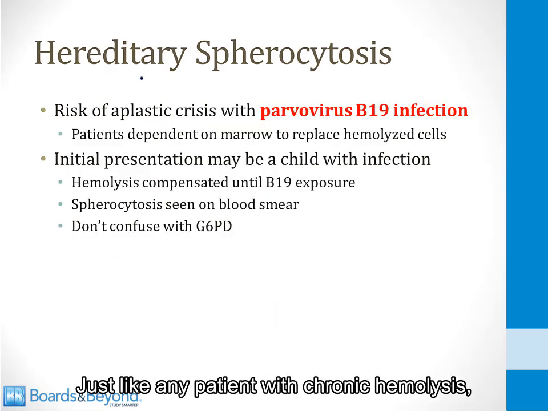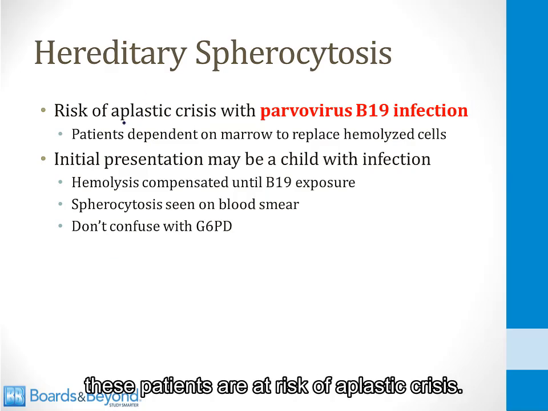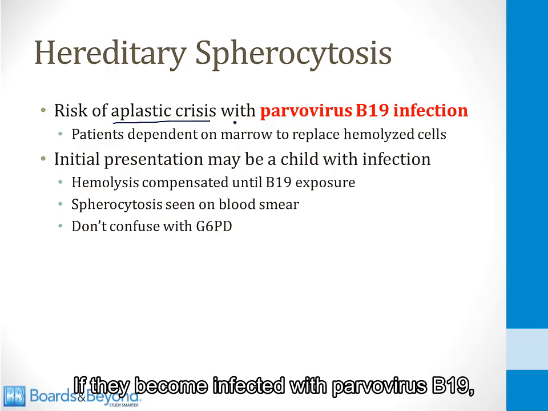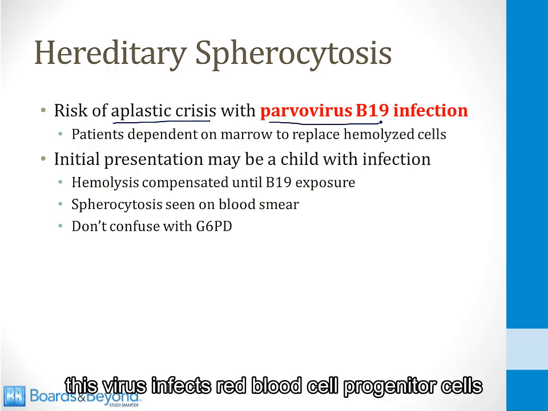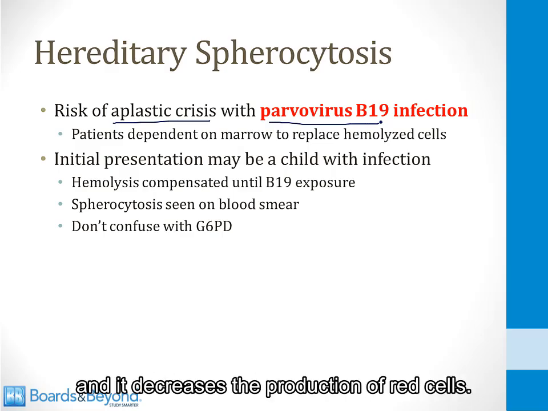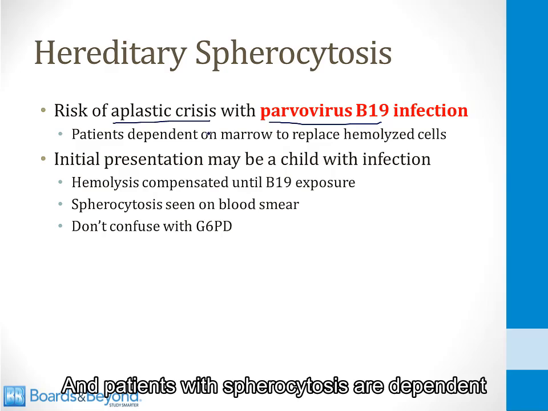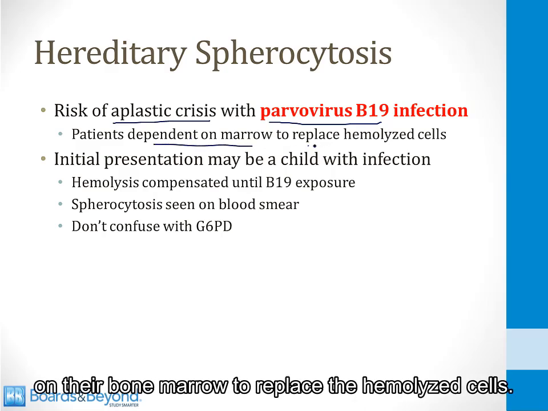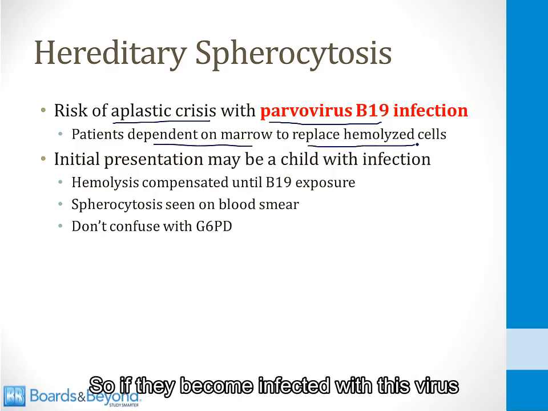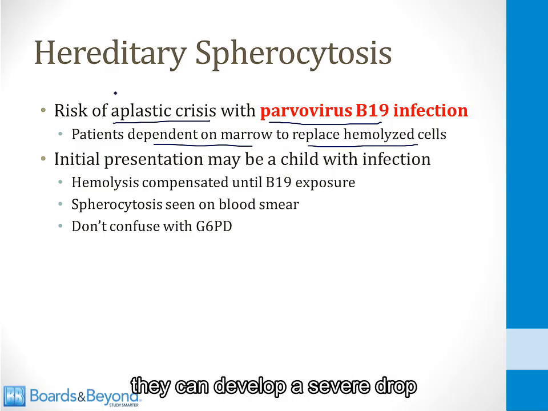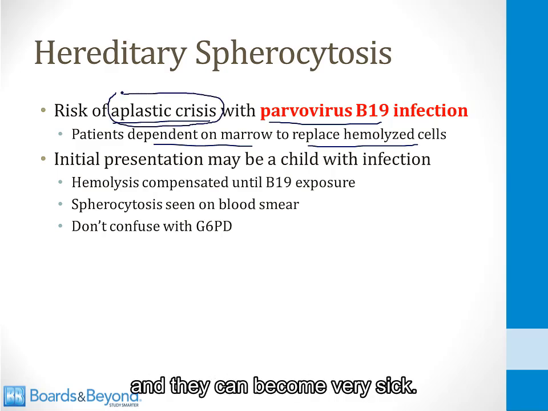Just like any patient with chronic hemolysis, these patients are at risk of aplastic crisis if they become infected with parvovirus B19. This virus infects red blood cell progenitor cells, and it decreases the production of red cells. And patients with spherocytosis are dependent on their bone marrow to replace the hemolyzed cells. So if they become infected with this virus, they can develop a severe drop in their red blood cell count. That's called an aplastic crisis, and they can become very sick.